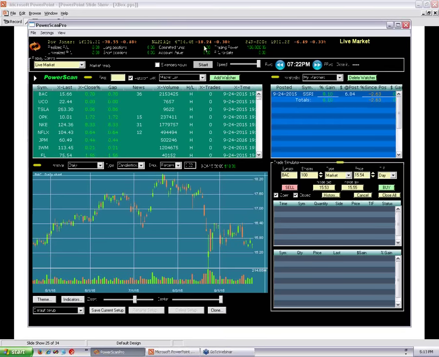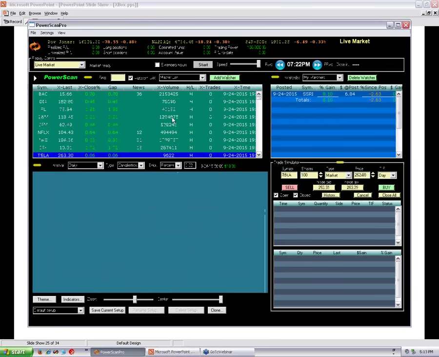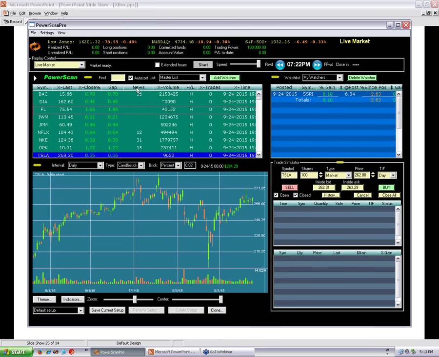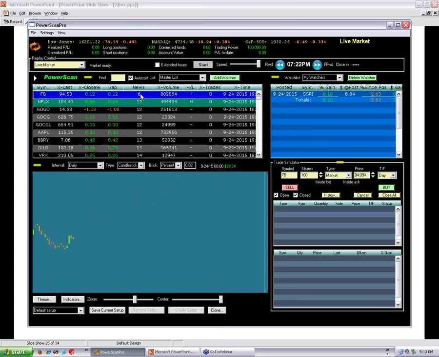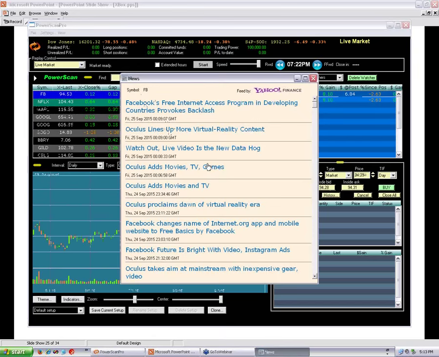Now, here's another column. News. You see that news column? That one there has a 6. You know what that means? It's FB, which is Facebook. 6 means within the last 6 minutes, there's been a news story. So you can see which guys are getting the news right now. If you want to see what it is, you double click and it'll tell us what the news stories are for Facebook. It's powered by Yahoo Finance. And it says here, Facebook's free internet access program in developing countries provokes backlash. Okay, great.